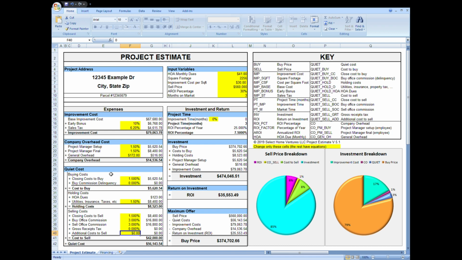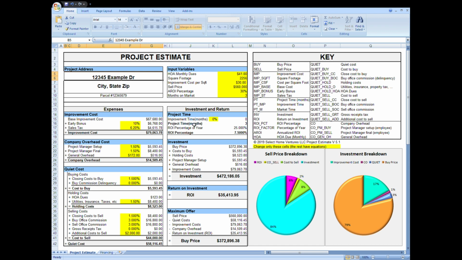The next input is additional cost to sell. This amount is set aside to negotiate small repairs with the end buyer at selling. For our example, we'll use $2,000.